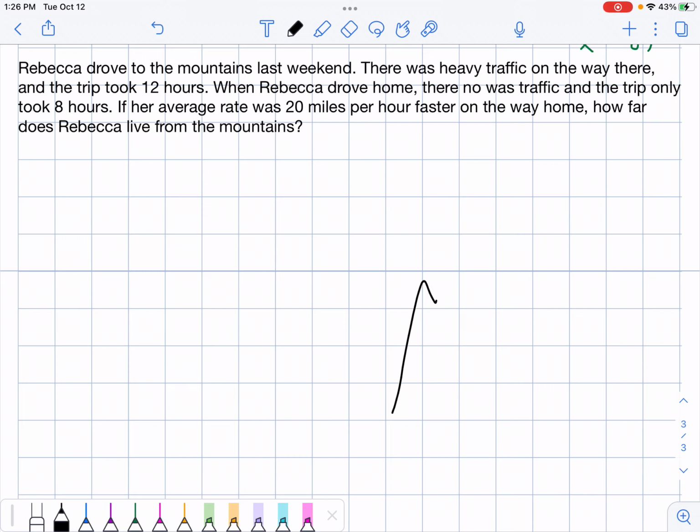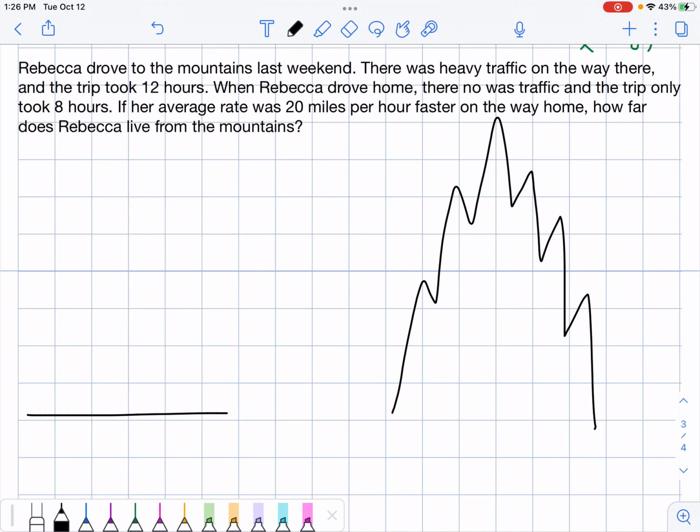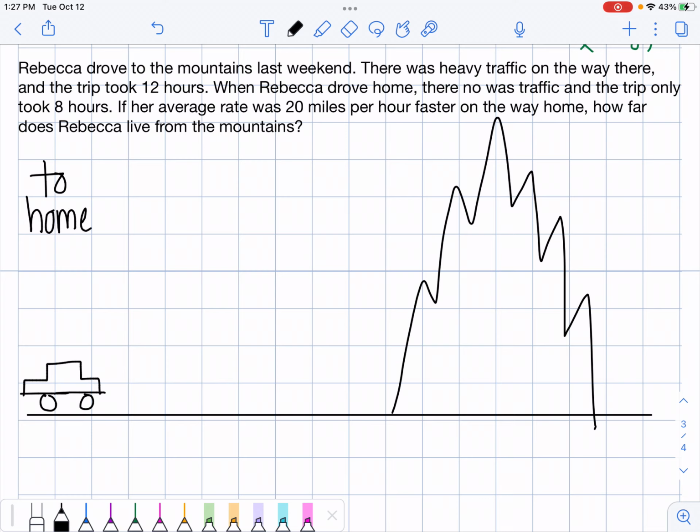So mountains, I guess that kind of looks like a fire. Good enough. Okay, and Rebecca drove in a car to the mountains. And I'm going to make a chart. So we have to the mountains and home, and we have distance, rate, and time.